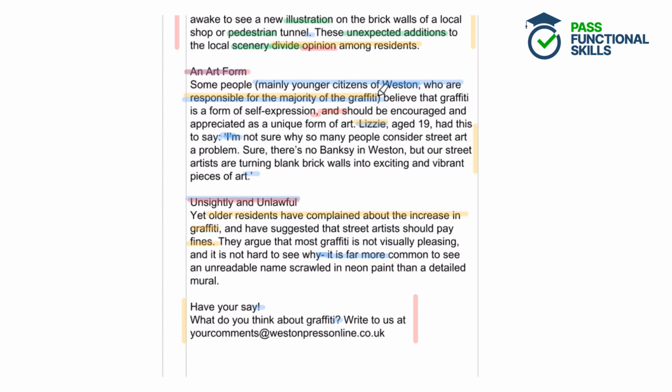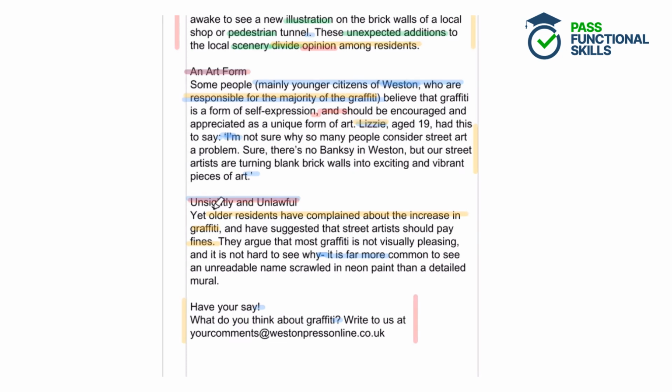So we've said that younger people believe that it's a form of self-expression and should be encouraged and appreciated as a unique form of art. So we've added a little bit more extra detail there to that sentence. We've also got some more connective words that have been used.